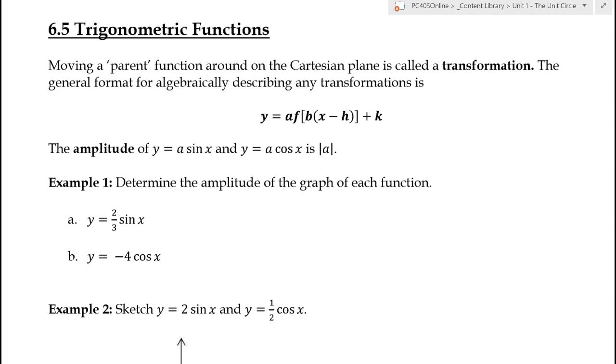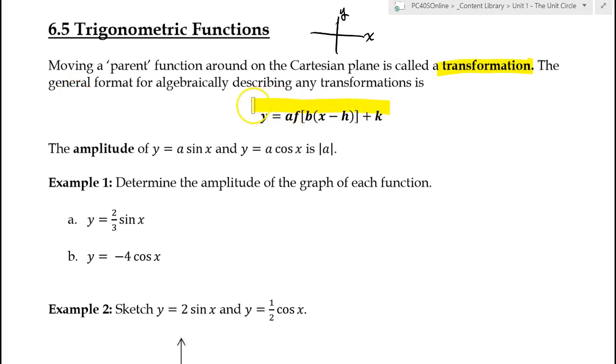So moving the parent function, that sine x or cos x, around the Cartesian plane, which is just our coordinate system of x and y, is called a transformation. So we're going to have a whole unit on that. That's unit number 2, and we're going to work with it for the rest of the year almost. So that's a really good word to remember.